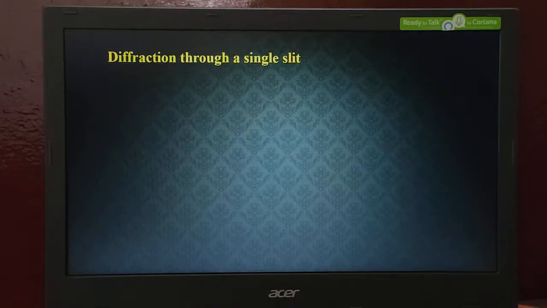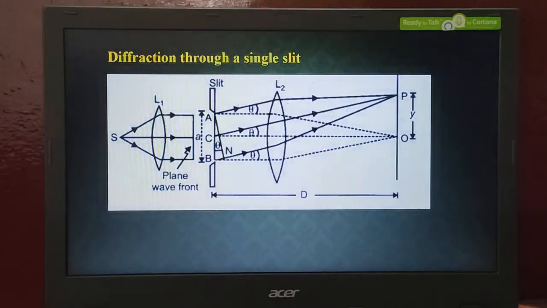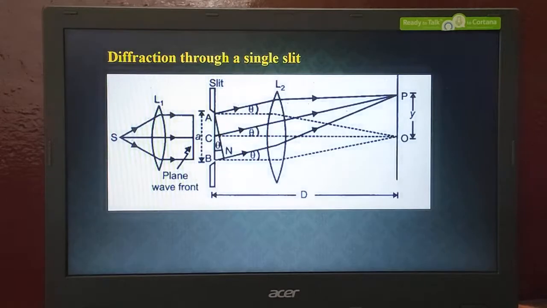For example, if we consider a monochromatic source of light, here what we have is only a diagram. This is a more important diagram. If you write this diagram, you will get a minimum of 1 mark, or a maximum of 2 marks, in your examination. This is the experimental setup for diffraction through a single slit. Now I am going to demonstrate how the diffraction happens through a single slit.